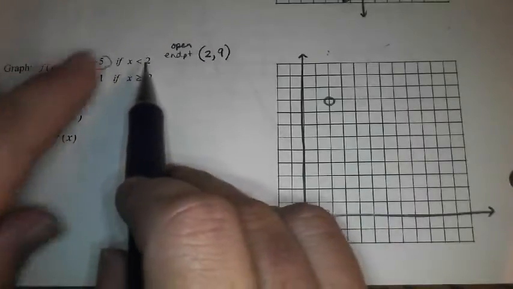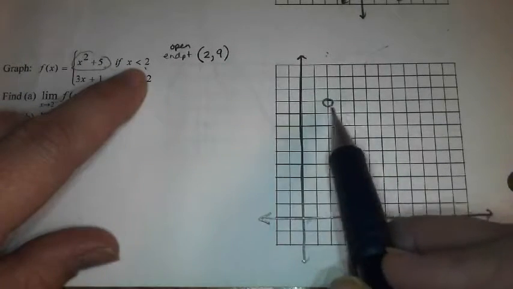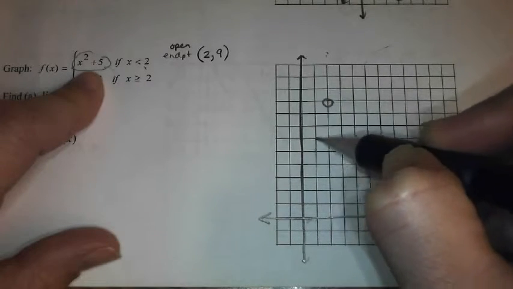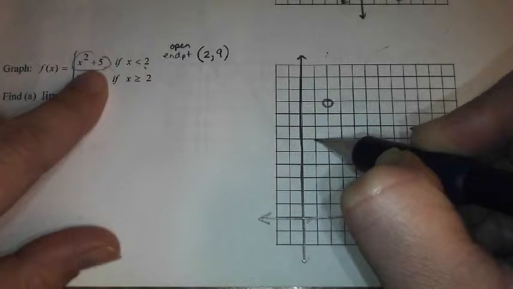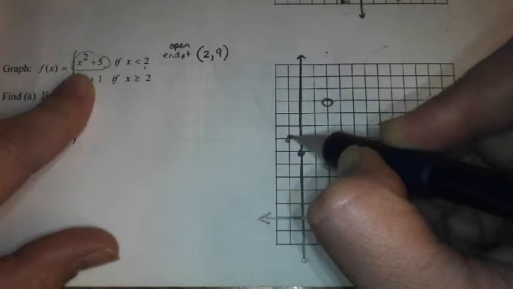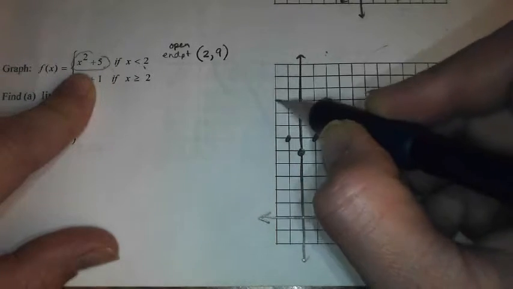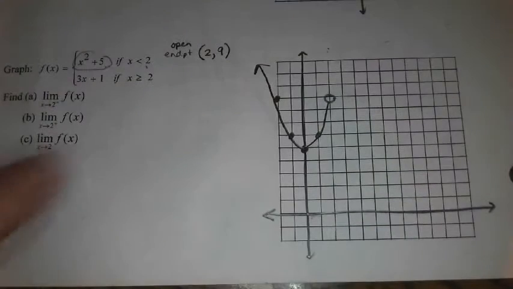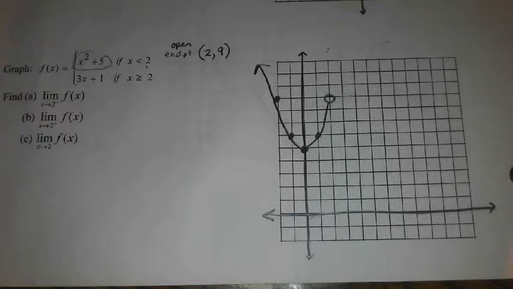So if I were to want to find points, well, you could plug them in yourself. This is when x is less than 2. So right at 2, it's an open point. If I plug in 1, what do I get? What's 1 squared plus 5? 6. If I plug in 0, I get 5. If I plug in negative 1, I get 6. If I plug in negative 2, I get 9. So this graph, I only see the portion of it that's less than 2. Any questions on that?